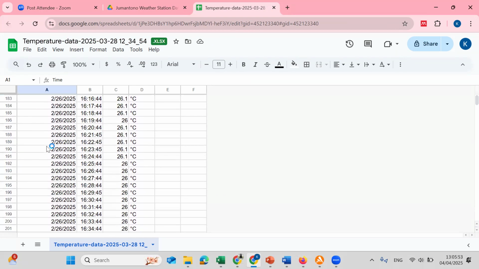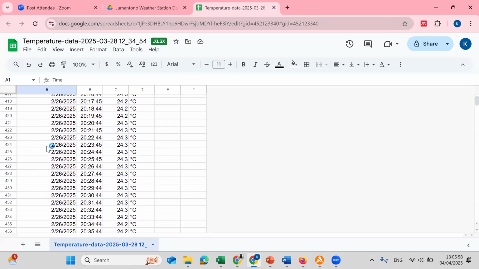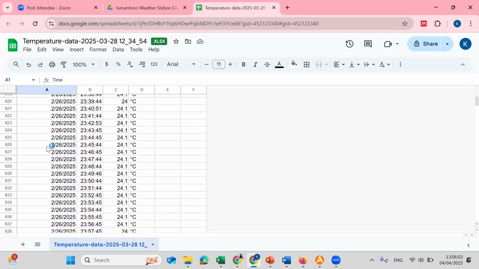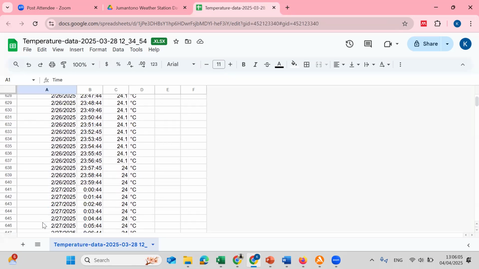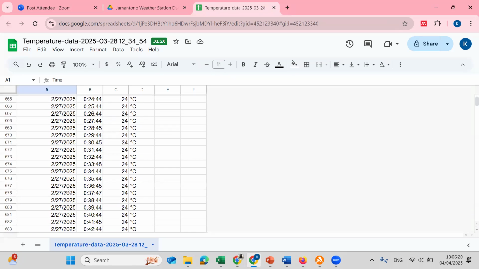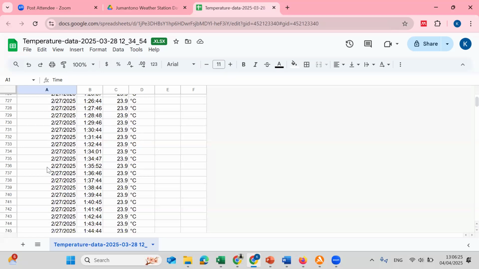For example, 26 February reached until here, row number 640. And the 27th of February starts from row 641, for example. So you should check from the data which is your date for the assignment.